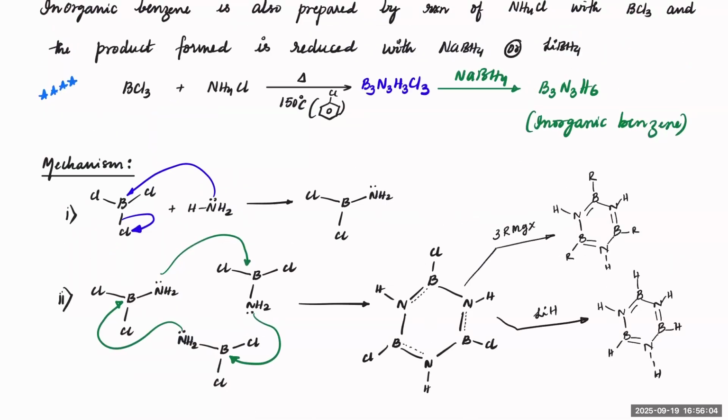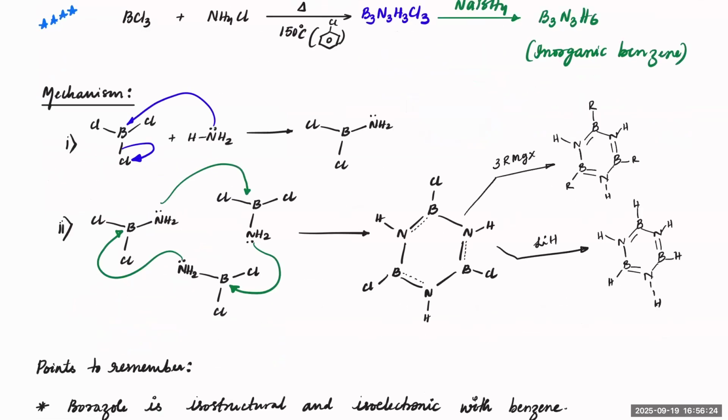Thereafter, I need to release these 3 chlorides. So H minus has to be used. You can use NaH, NaBH4, lithium aluminum hydride, anything which can provide H minus. This H minus will attack here to remove Cl minus, and that's how you will get the inorganic benzene here. Got it?